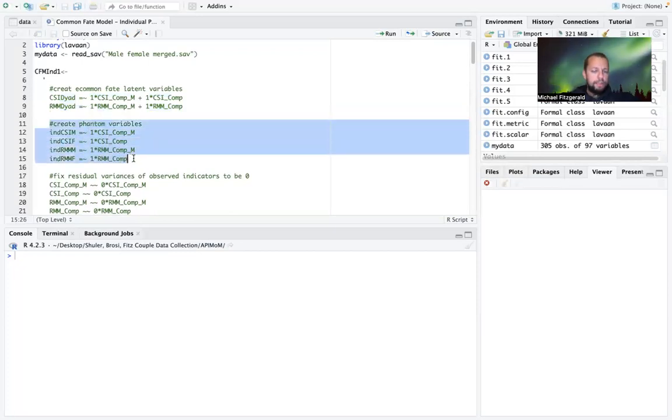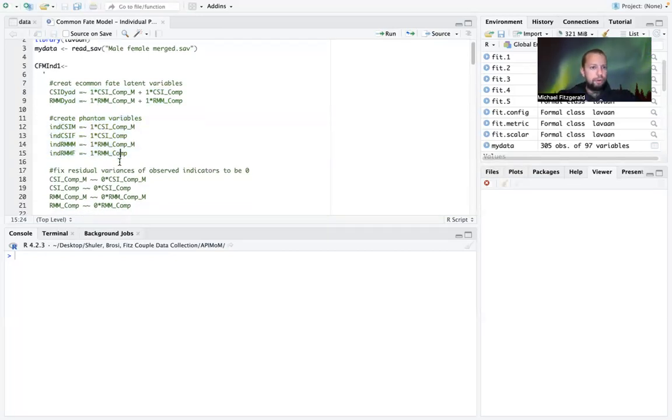And so the second aspect of the model, the part that is probably going to be new to a lot of people, is the implementation of phantom variables. Phantom variables were introduced in the early to mid 1980s. I think 1983 was one of the first papers on phantom variables.